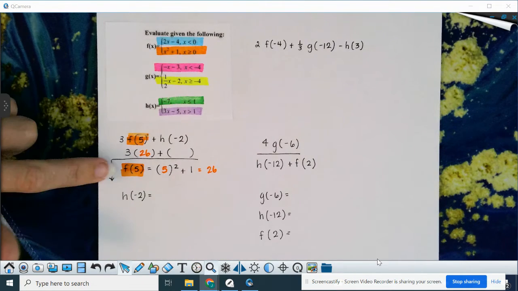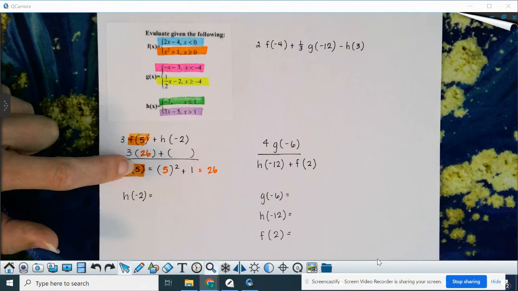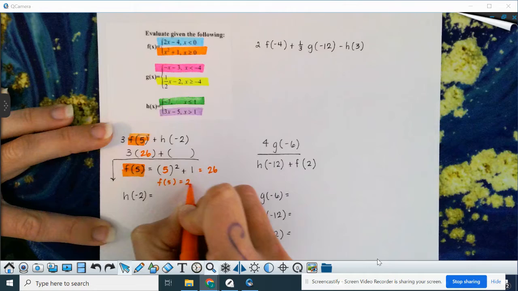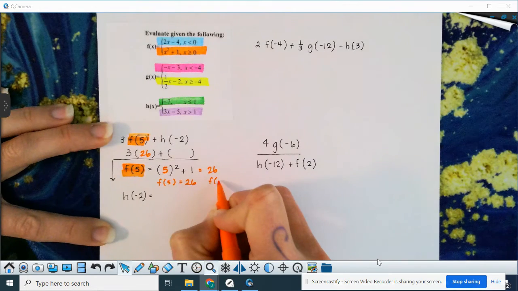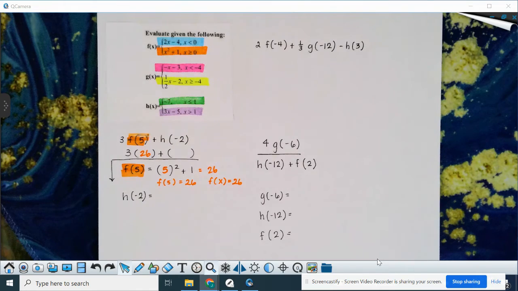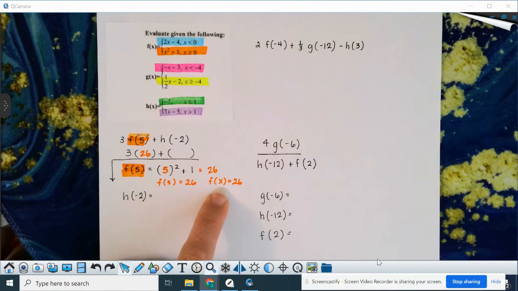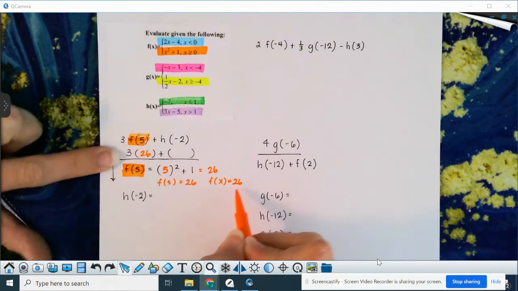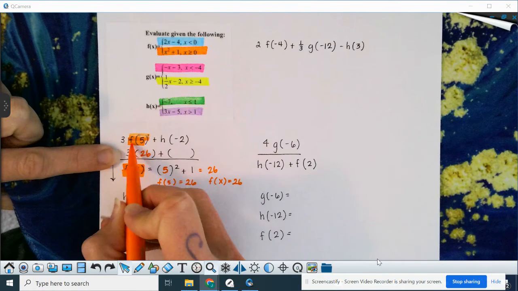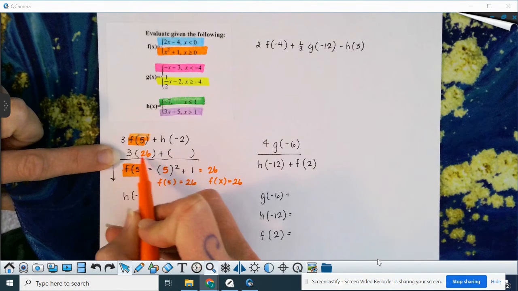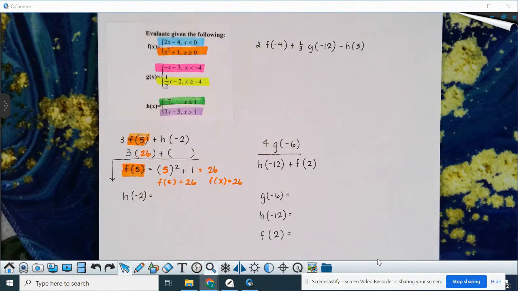So f of 5 means that 5 is your x value, and this would have been written f of x equals 26 in old school style questions. So this is asking what is x when y is 26. But in this case, we are just substituting in our output, because this is f of x, which is the same thing as y. And this is our y as well, y being the output.